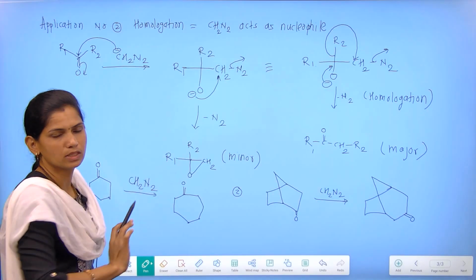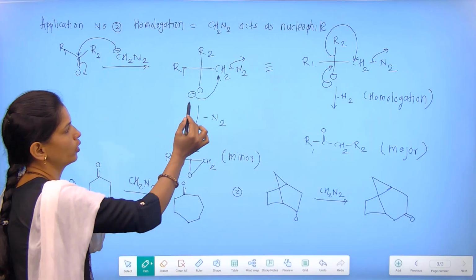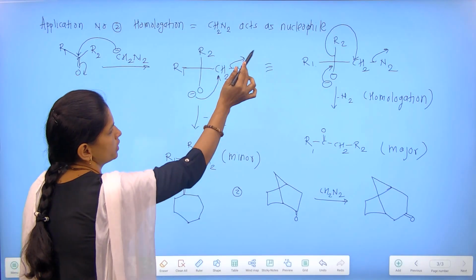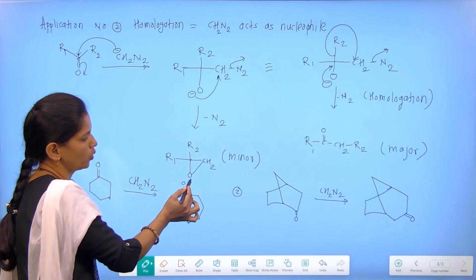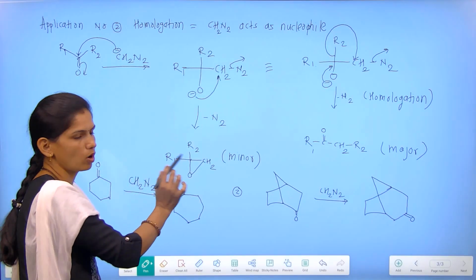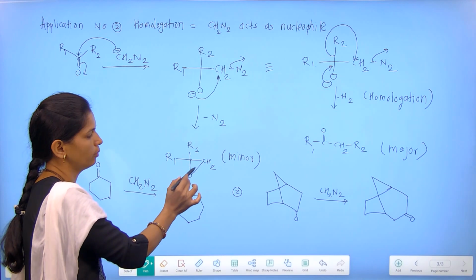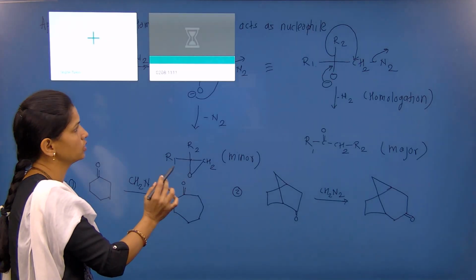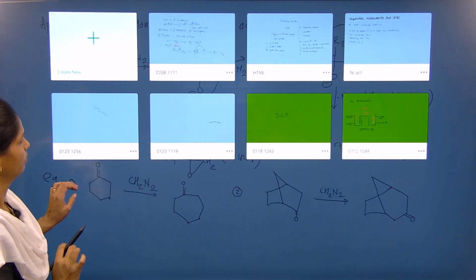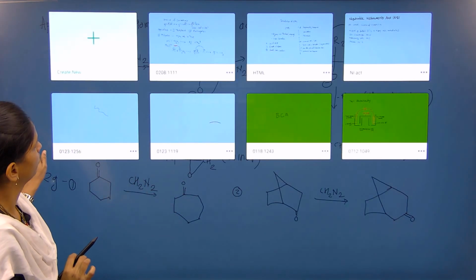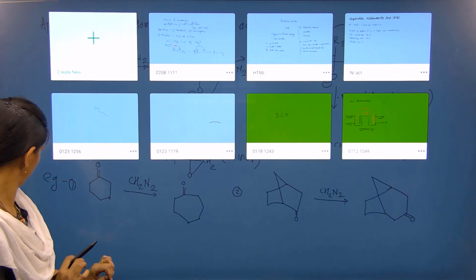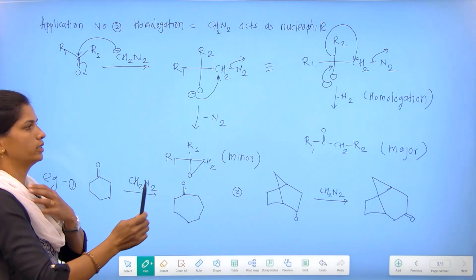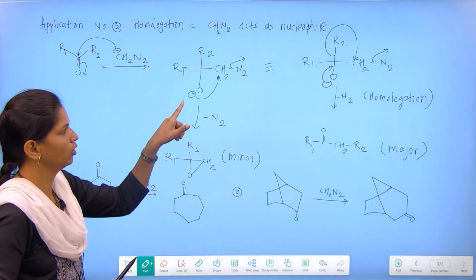Here there are possibilities of two products. One product forms when this O directly attacks this CH2, and then N2 is evolved out. Here a 3-membered ring epoxide can be formed. This is the minor product because this structure is not stable.